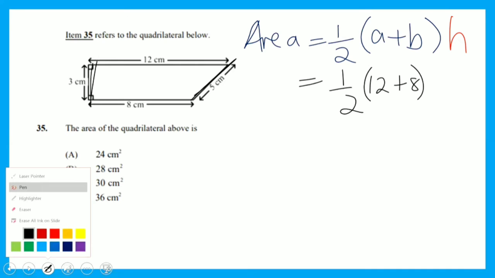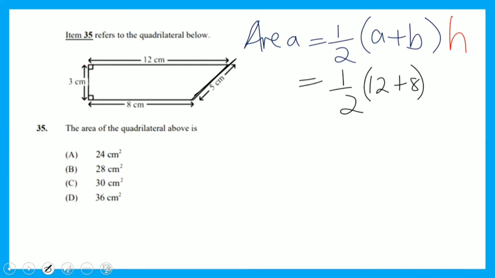Let me use a different color. All right, you want this height, that's the straight height or the perpendicular height, which is a height that meets both of those parallel sides at 90 degrees. All right, so times 3, and then it's going to be half.